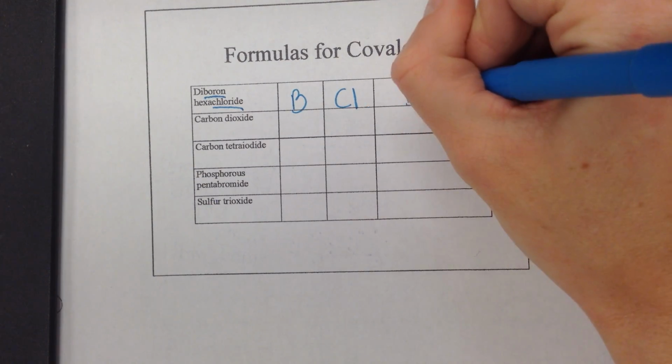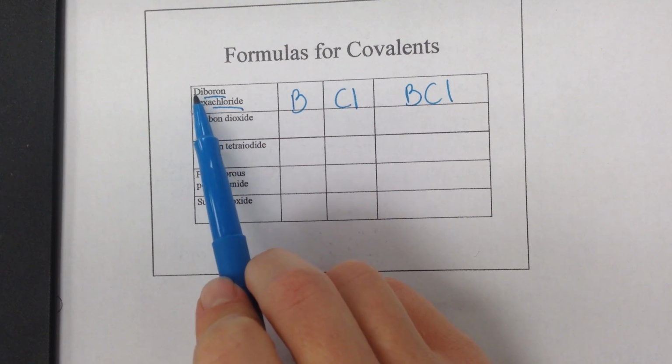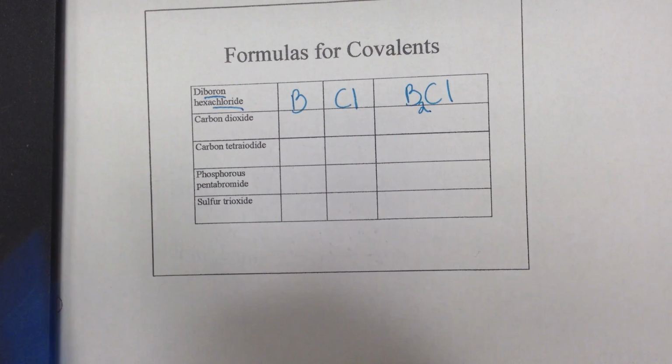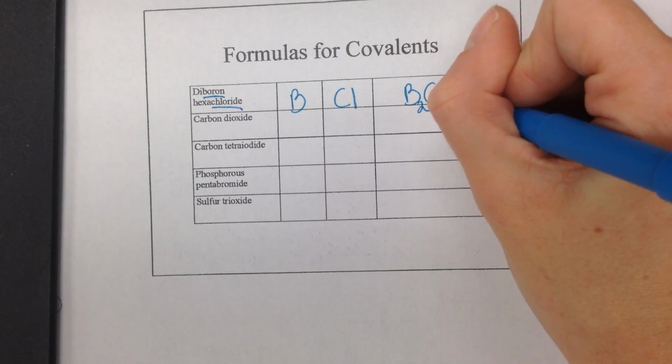So now let's write our formula. We'll rewrite our symbols and we use our prefixes. So with boron, there was a di, and di means 2. So put your little 2 next to boron, your subscript. And with chlorine, there was hexa, and hexa means 6. And that is it.